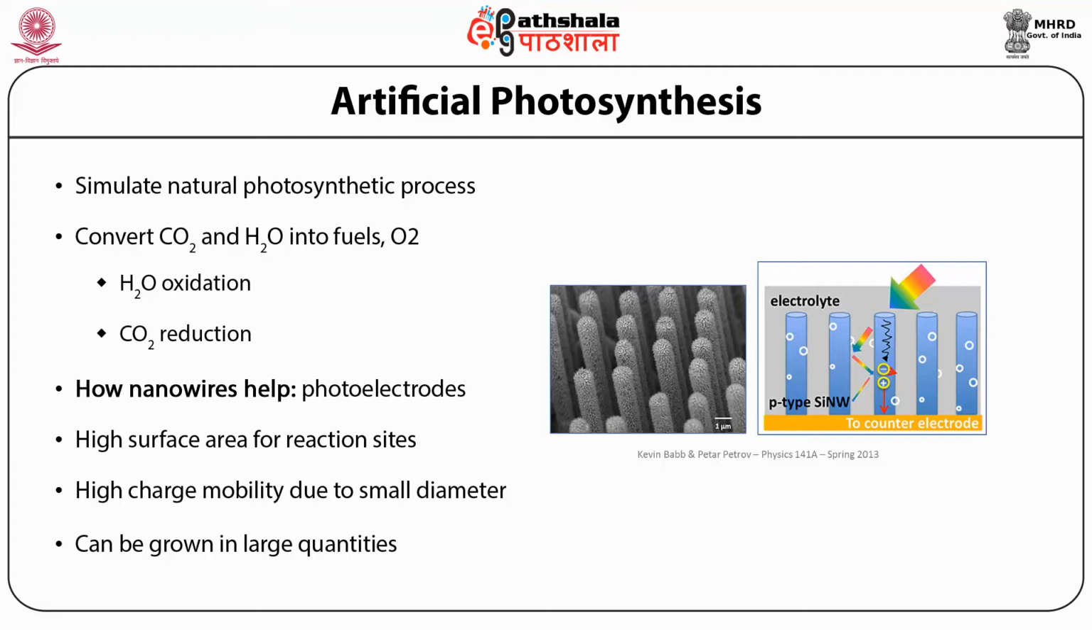One is a SEM image and the other one shows a schematic, that is how a p-type silicon nanowire is used to convert the photon energy from the sun into the generation of the electrons.